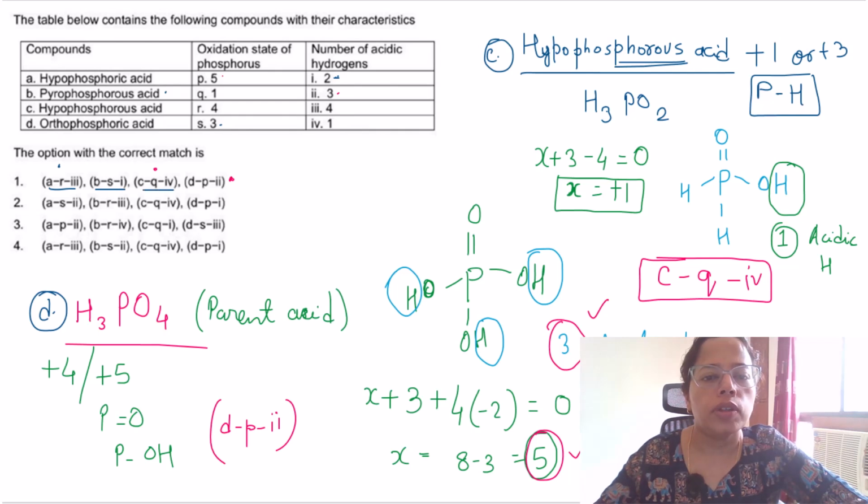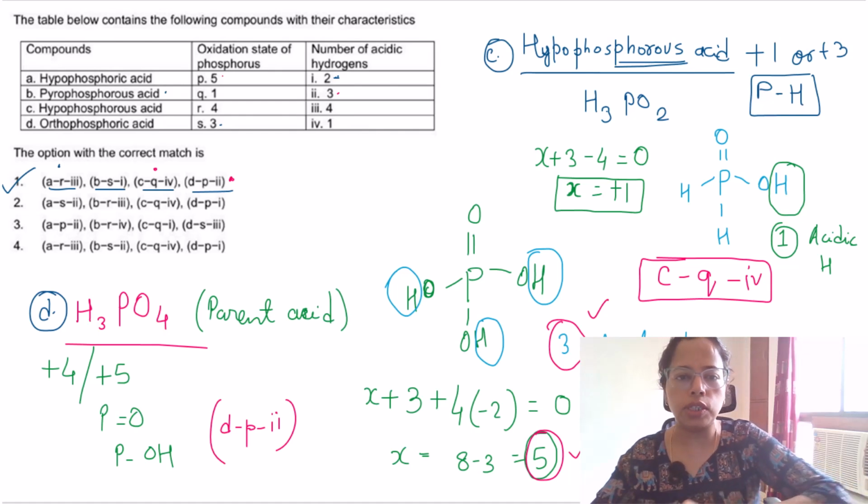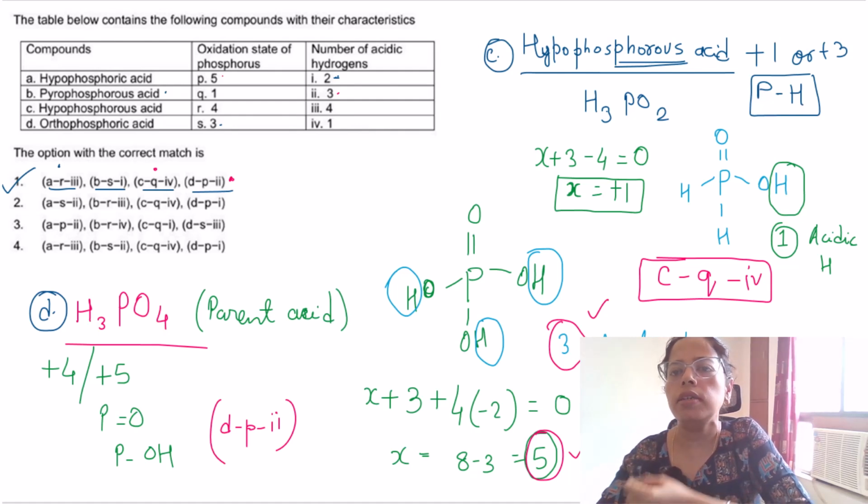So overall, all our oxidation states and the number of acidic hydrogens have matched with the corresponding oxoacids of phosphorus, and option 1 is our correct answer for this question. So I hope you understood the explanation. And before we try to memorize or learn the structures, we have to keep in mind certain simple characteristics and basic features that distinguish these oxoacids of phosphorus from one another. And then we apply the usual rules for oxidation state calculation and the number of acidic hydrogens.